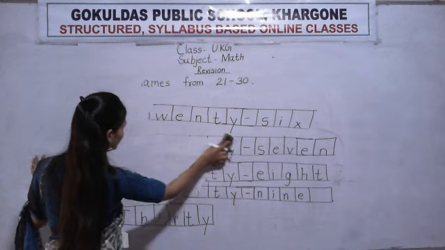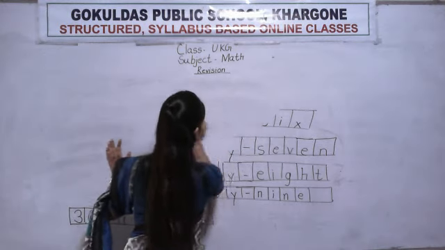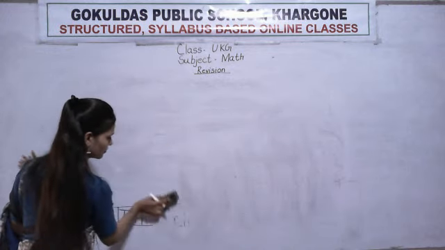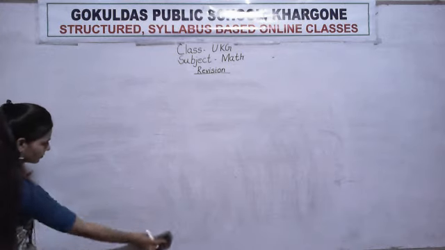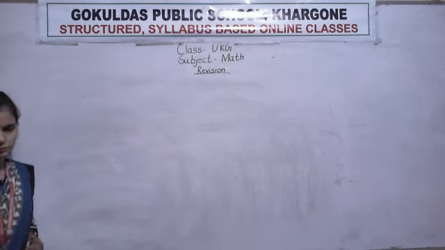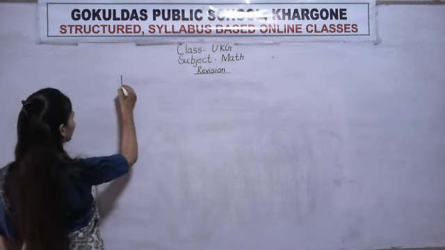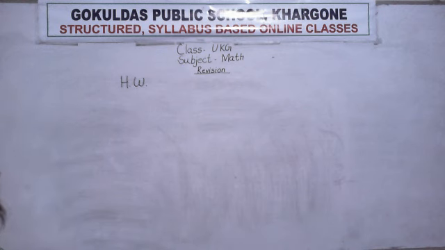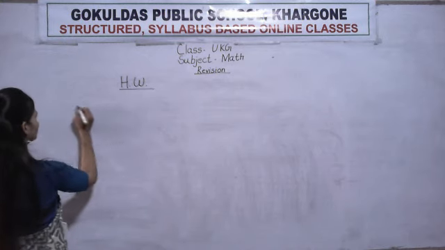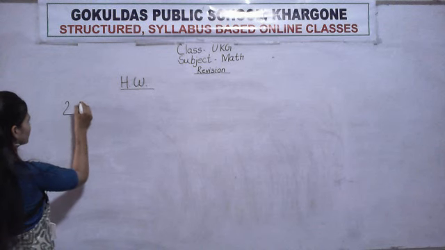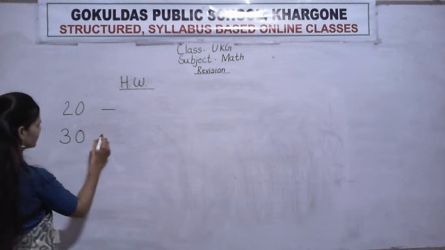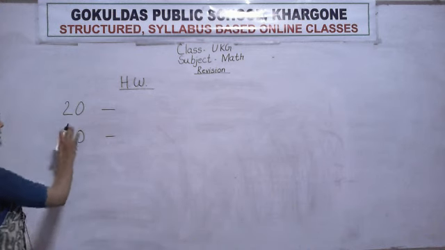Now your homework is, look over here. This is your homework. Okay, number names 21 to 30 is your classwork. You write on your notebook. Write with me. Now your homework is number name 20 and number name 30.